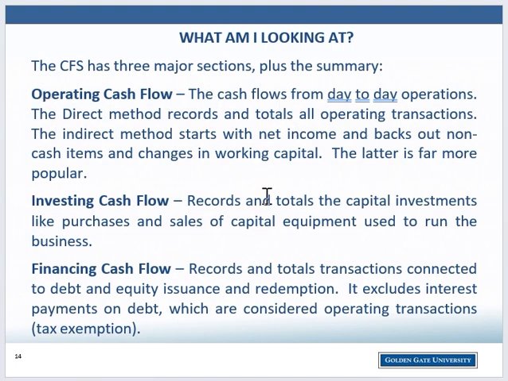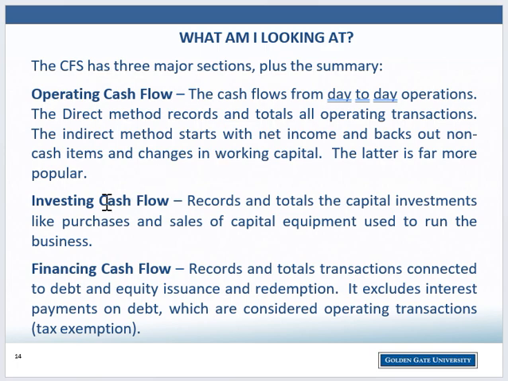Operating cash flow, again, has 3 sections, as I mentioned. That's the day-to-day operations. There are 2 methods: direct method, which looks at cash collections and cash distributions. Indirect method is the one we are going to concentrate on. We are going to start with the net income and then look at the non-cash items, such as changes in working capital, which is, in other words, changes in current assets and current liabilities.